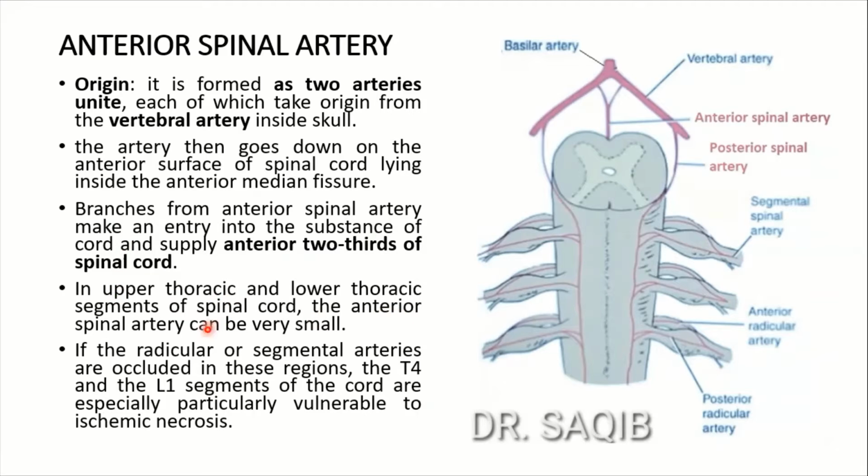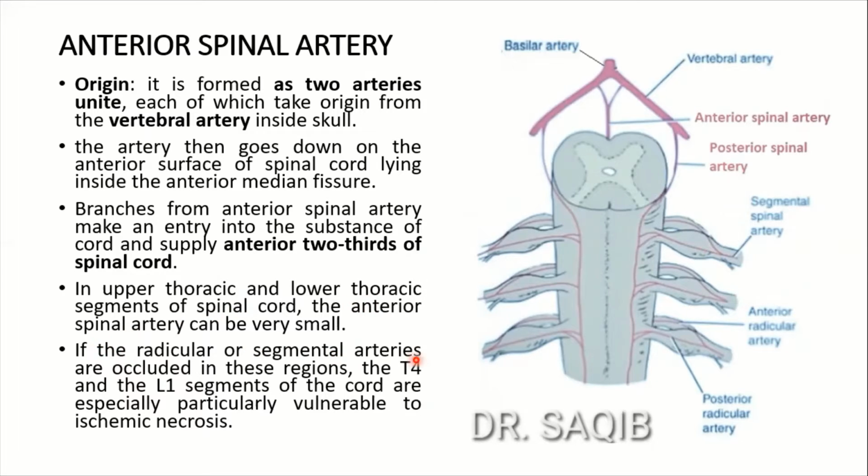In the upper thoracic and lower thoracic segments of the spinal cord, the anterior spinal artery can be very small. Here the blood supply is mainly from the segmental arteries, right? And one artery is very important, greater in size, and I will discuss it later. So the cervical area is mostly supplied by the anterior and posterior spinal arteries, and below that, segmental arteries are mostly responsible for the blood supply. The area at the junction where the cervical level ends and the thoracic level starts is the watershed area, the name given to that area of the spinal cord blood supply.